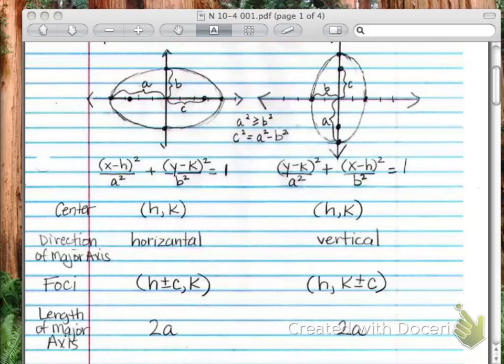What you can't see on the screen yet is the length of the minor axis. How do you find the length of the minor axis? 2b. It's the entire length is 2b, because half of it is 1b, and then add another one, it's 2b.